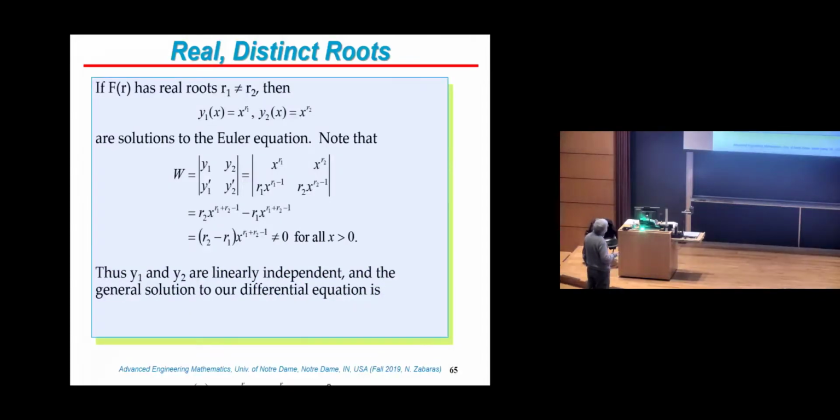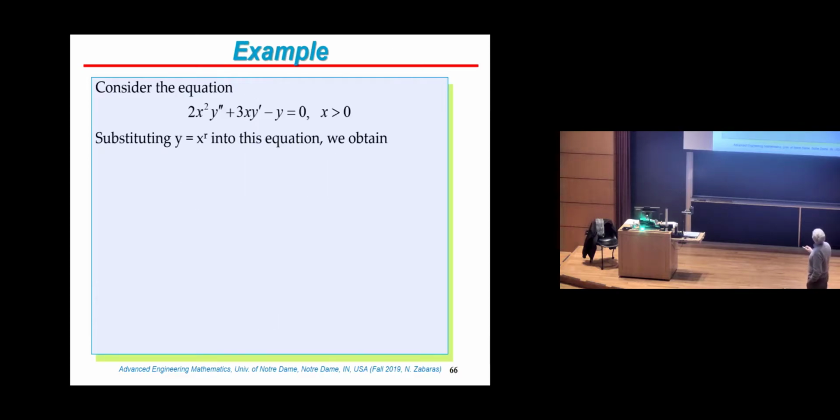So we have two linearly independent solutions, and the general solution is some constant times x to the power r1 plus another constant times x to the power r2. This is similar to when we were trying solutions of the form e to the lambda x, right? Here we try x to the power r, okay? So again, if r1 and r2 are real numbers and they are not the same, the solution looks as simple as that. And here is an example, with particular coefficients.